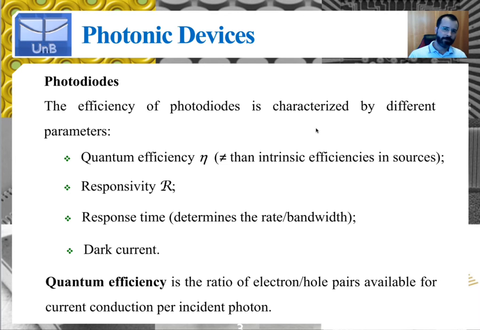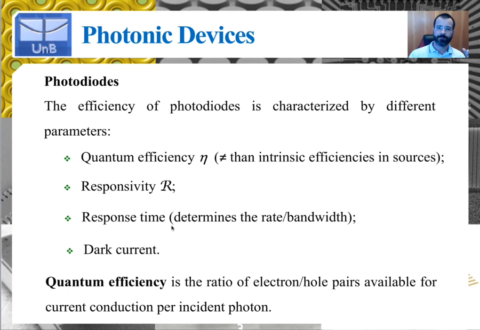There are a few different parameters which can be used to characterize photodiodes. The most important ones are the quantum efficiency, eta, which is different than the intrinsic efficiencies in the light sources that we've seen, the LEDs and lasers. The responsivity of the device, which is going to characterize the relationship between the generated current, the photocurrent, and the incident optical power. So this is a key parameter.